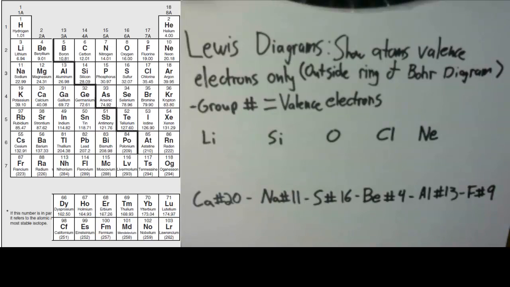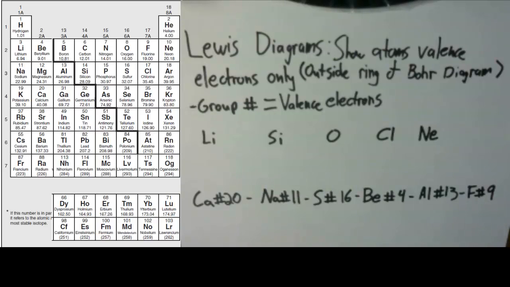Lewis diagrams are pretty similar to what we did yesterday, only they're a simplified version of a Bohr diagram. So basically, the outside ring of the Bohr diagram, which showed you the atom's valence electrons, is the only thing that we are going to use for the Lewis diagrams.